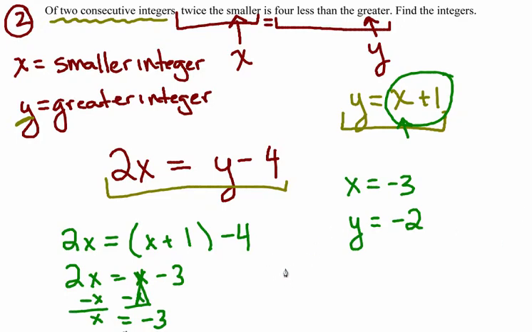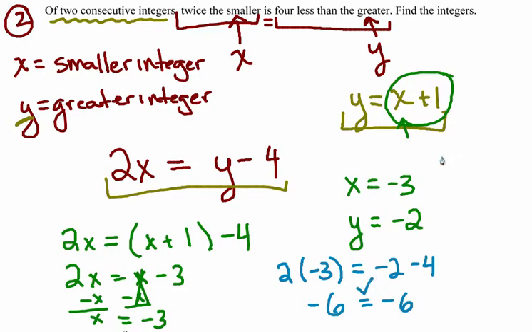We originally said that 2 times x, so 2 times negative 3, should be equal to y, negative 2, minus 4. Well, 2 times negative 3 is negative 6, and negative 2 minus 4 is negative 6. So this works, and it's true that negative 3, negative 2 are consecutive integers. Right down here is negative 4, up here is negative 1, etc., in both directions. So yes, these are consecutive integers. So the integers are negative 3 and negative 2.